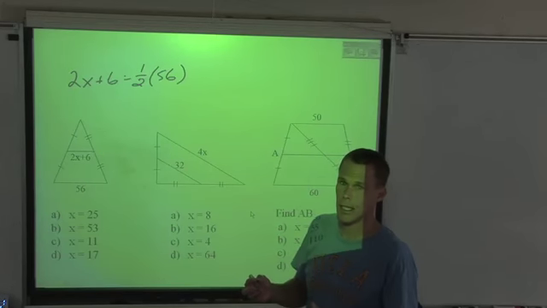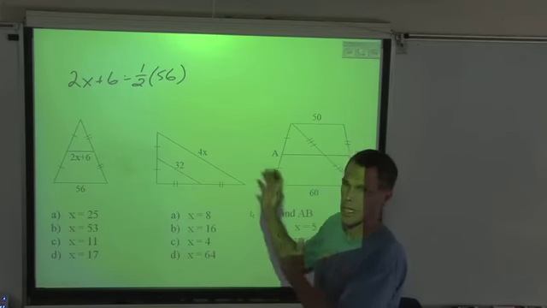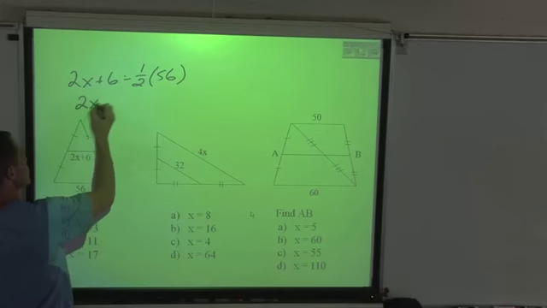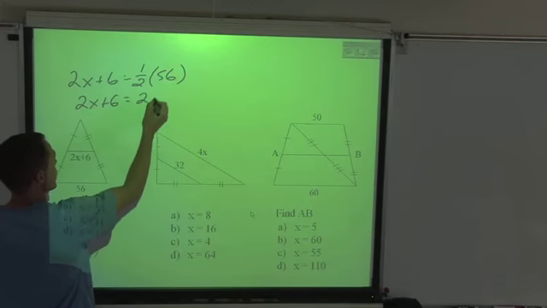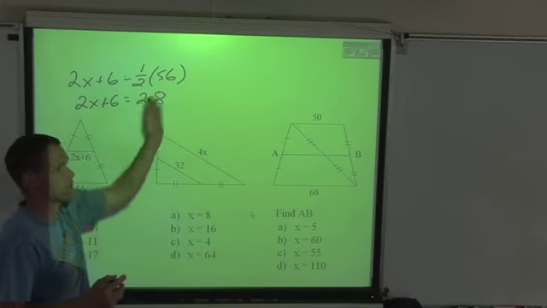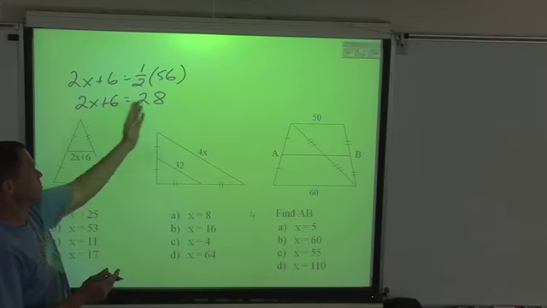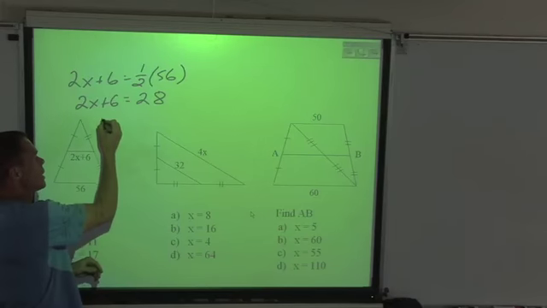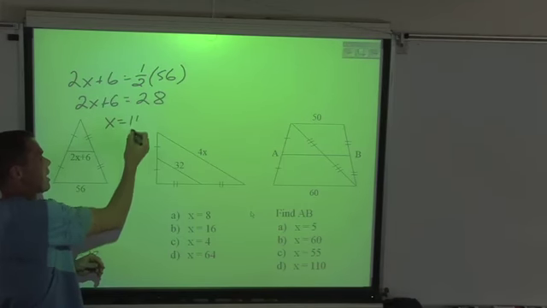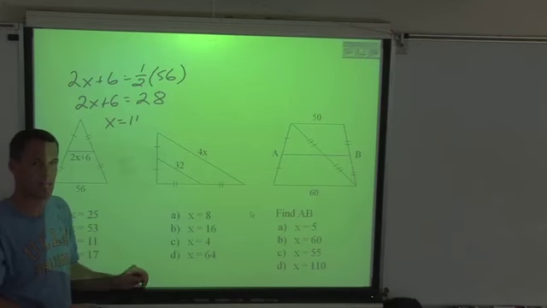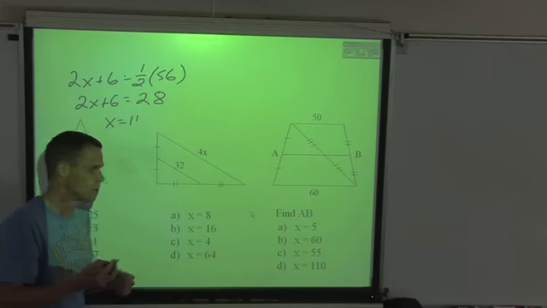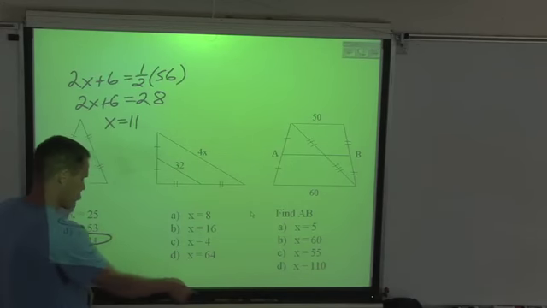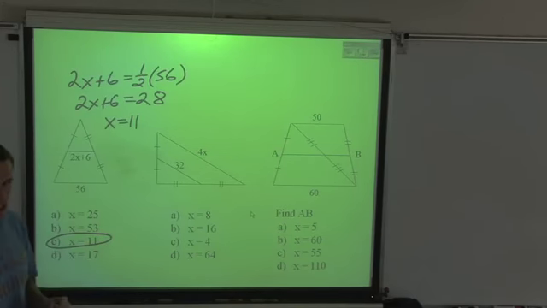Now, I'm going to do that in a different problem. In this problem right now, I'm going to go with 2x plus 6 is equal to 28. That's half of 56. Now I can subtract 6, which brings me to 22, and divide by 2, and I end up with x equals 11. I have skipped a few steps here, but the algebra work is something you should be able to do. So, x equals 11 was our first problem.